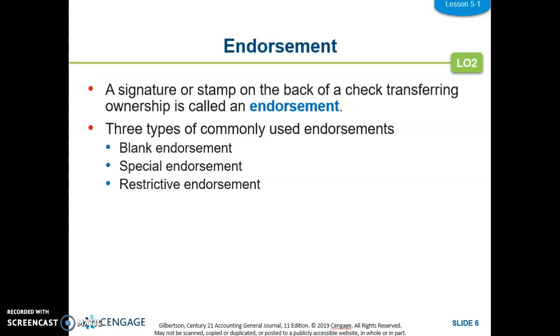Ownership of a check might be transferred several times, resulting in several endorsements. Each endorser guarantees payment of the check. If a bank does not receive payment from the person who signed the check, each endorser is individually liable for payment. And there are 3 types of endorsement that we use: blank, special, and restrictive.